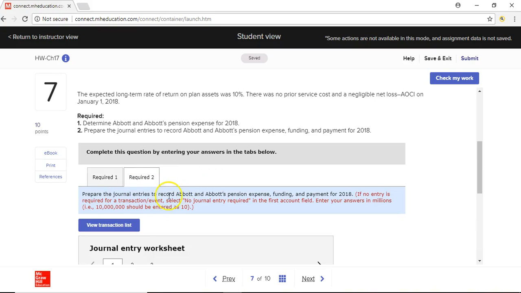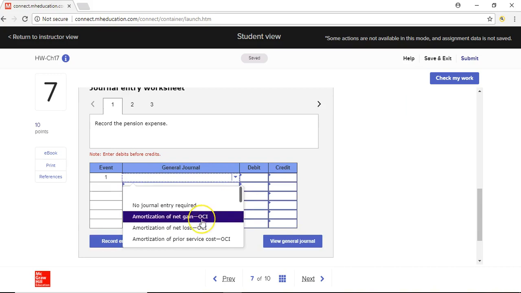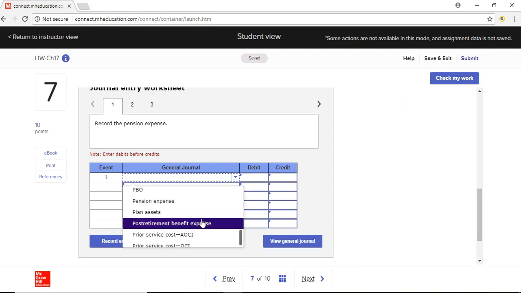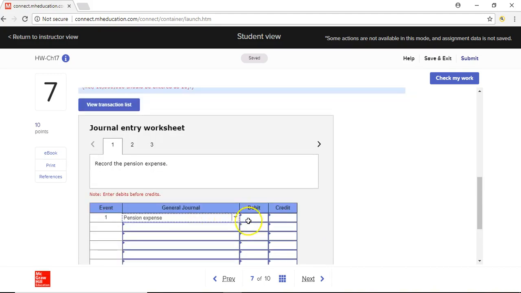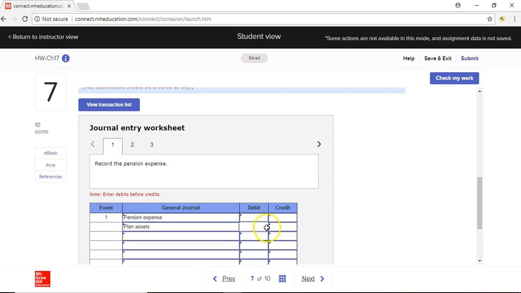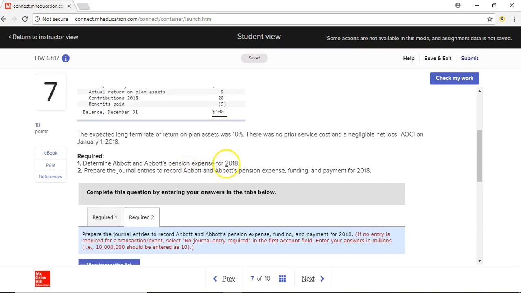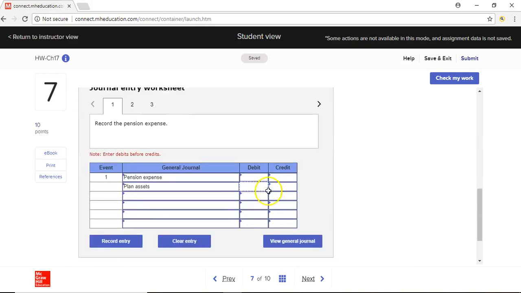Requirement 2 asks us to journalize. First, pension expense. So debit pension expense, and then the number will be the last plug-in. Debit plan assets by the expected return. Expected return, as we calculated before, 10% multiplied by the beginning balance of plan assets 80, so that is $8 million.